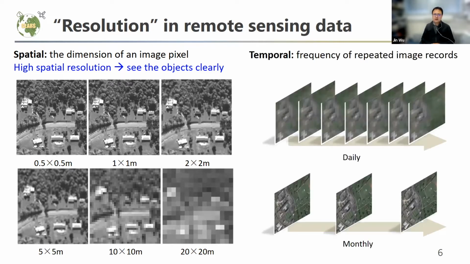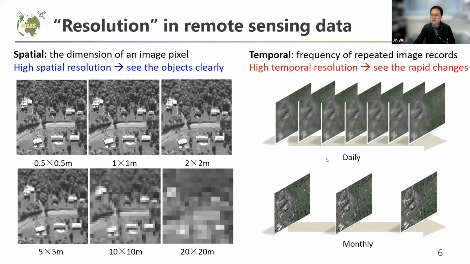The second dimension of resolution is called temporal resolution. It refers to the frequency of repeated image records. Take this image stack as an example. It refers to images taken at a daily time scale. That means for the land surface, the sensor will record at least 1 image per day, so we have highly frequent data in this image stack. Alternatively, some sensors record the same land surface at monthly intervals, so the resolution will be at a monthly time scale.